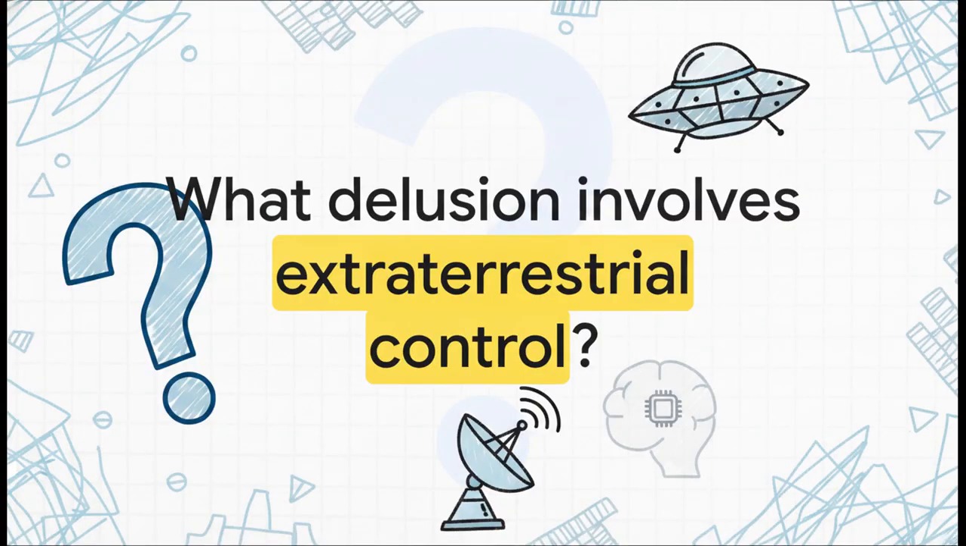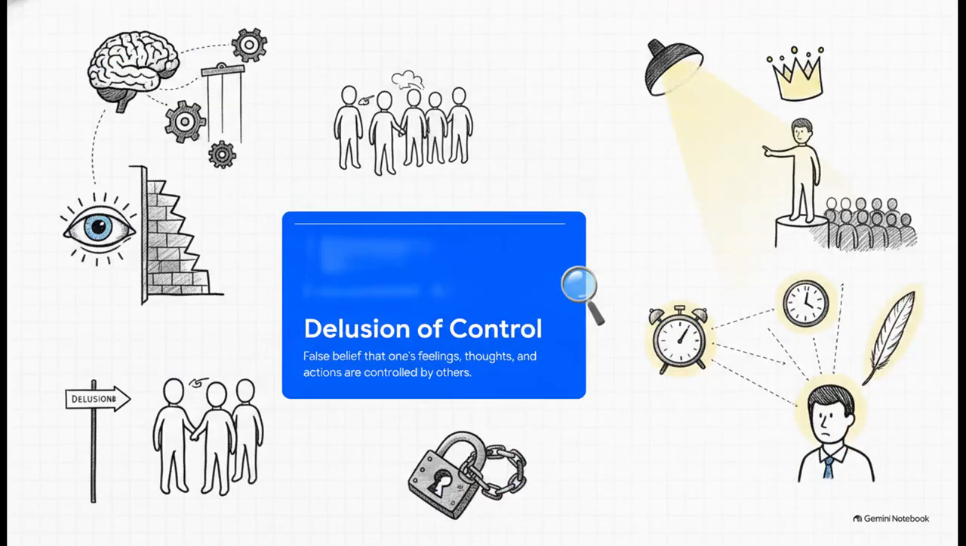Let's test your intuition for a second with the scenario straight from the clinical text. Imagine a person genuinely believes their actions are being controlled by a satellite chip implanted in their brain by extraterrestrials. What kind of delusion is this? How would clinicians actually categorize this specific false belief? Take a guess. If you guessed a delusion of control, you hit the nail on the head. This is the false belief that your feelings, thoughts, and actions are being dictated by someone or something else.